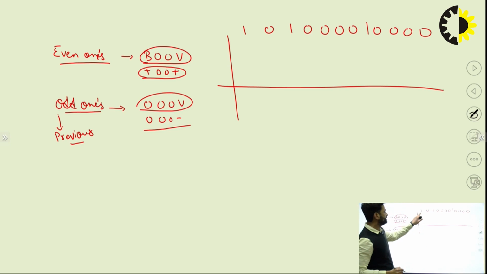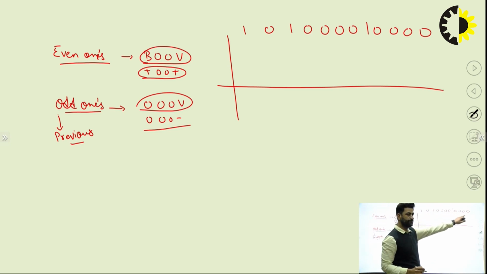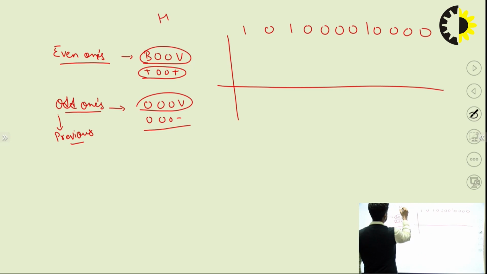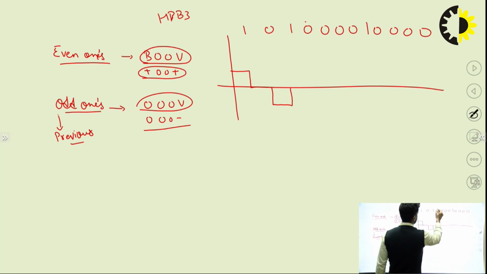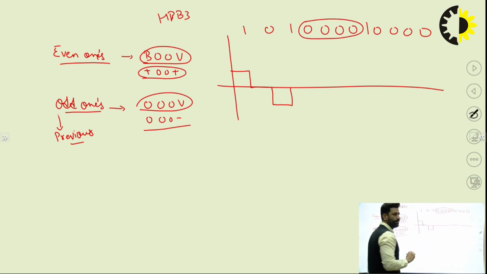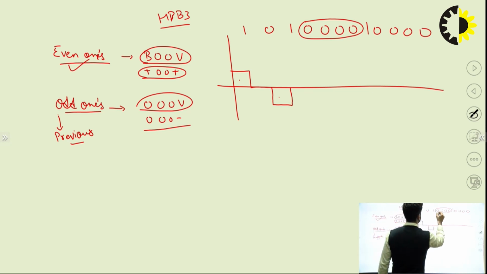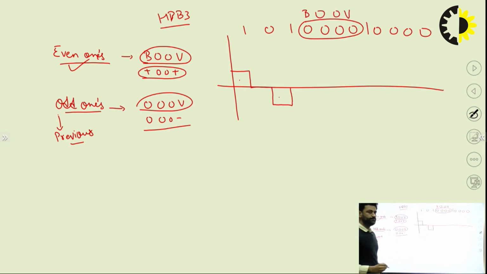This is our data: 1 0 1 4 times 0, 1 4 times 0. We have to do the HDB3. Now 1 will be represented as a positive voltage, 0 will be represented as a 0, and the next 1 is represented as a negative voltage. Here you can see 4 consecutive 0s will be replaced by HDB3. For the previous pulses we have to count the non-zero pulses, which is 2, even, so it will be replaced by B00V.